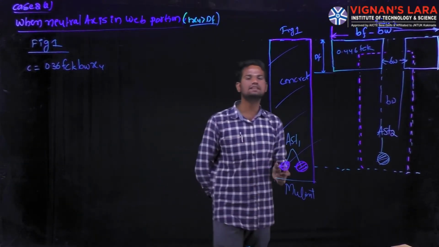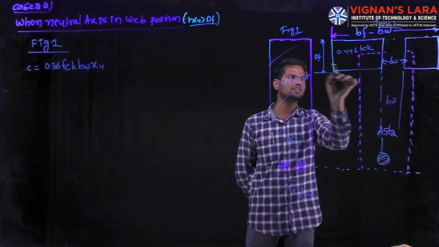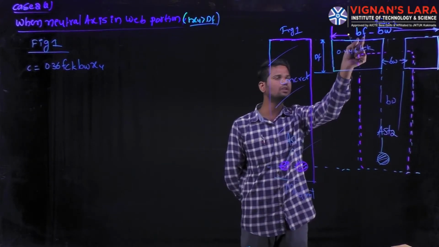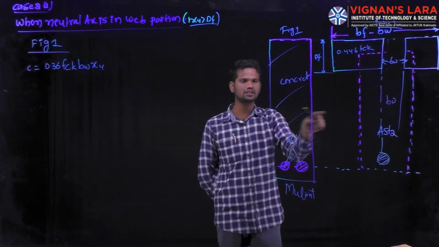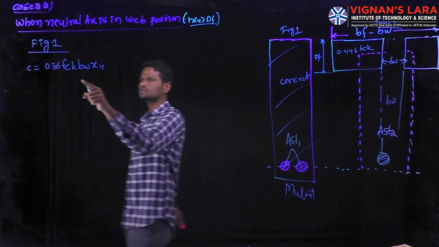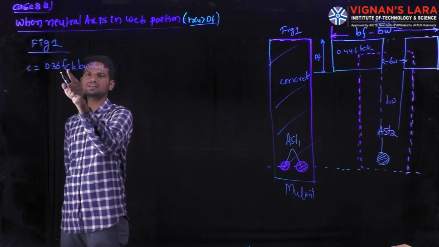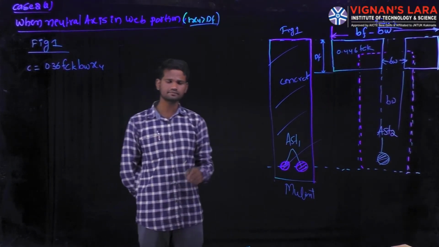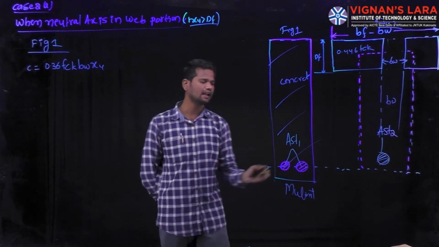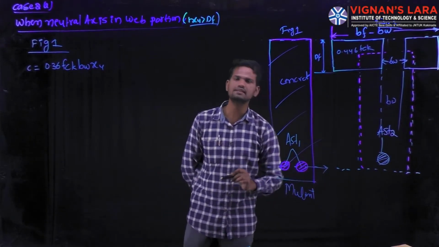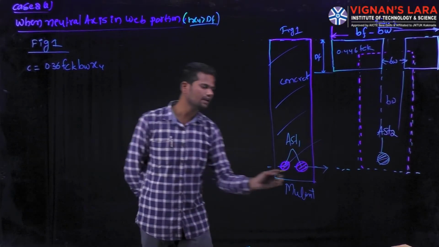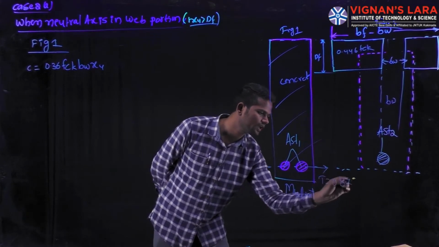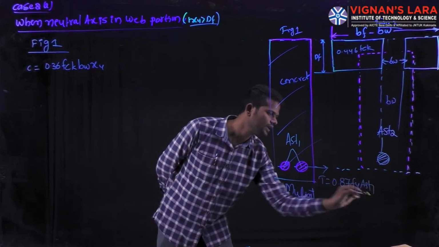When the neutral axis lies within the flange portion, in that condition, you have to take the width of the flange. But in our present condition, the neutral axis is in the web portion. Hence, we calculate 0.36 into FCK into BW into XU. This is the total compressive force acting on the rectangular beam. Again, if you see here, this is the total tensile force. How much total tensile force is acting on the beam, that we already know. That is nothing but 0.87 into Fy into AST.